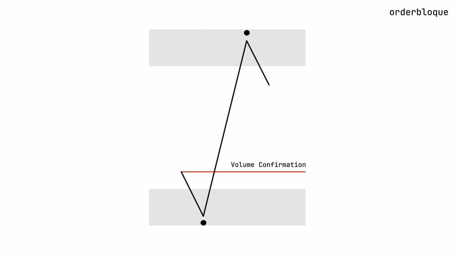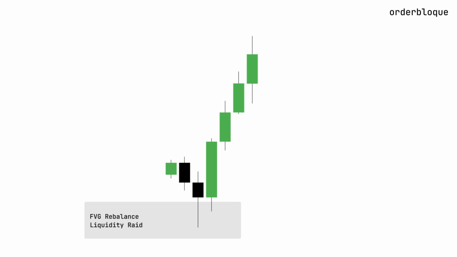Let's consider a bullish scenario. The first movement of interest is the rebalancing of a fair value gap, or a liquidity raid, from which the price ideally should receive an aggressive, impulsive reaction as the initial indicator that significant buying volume has entered the market.